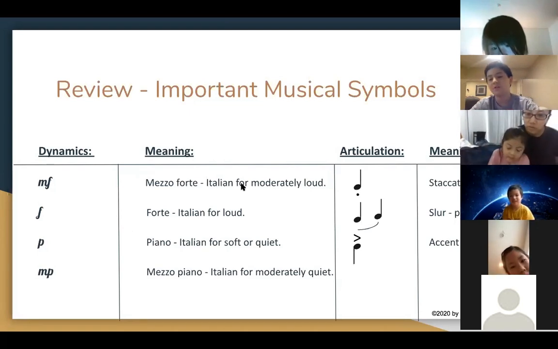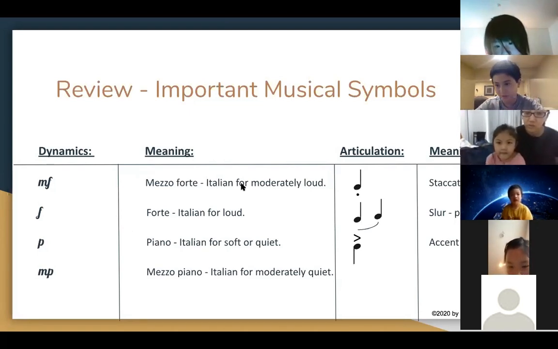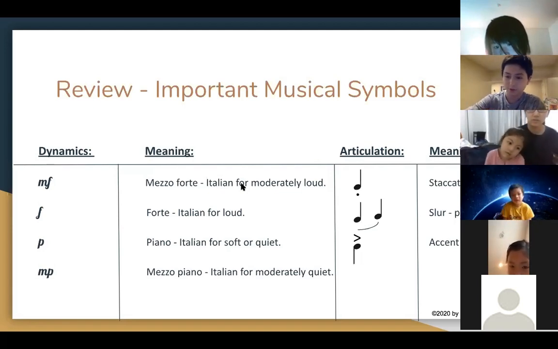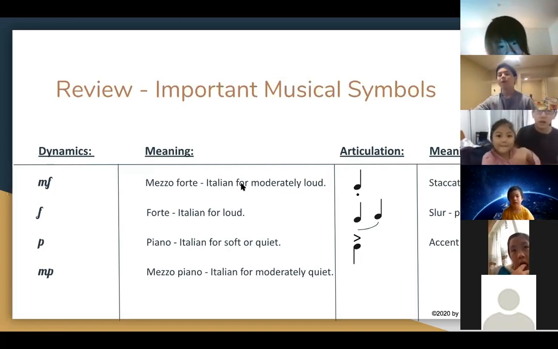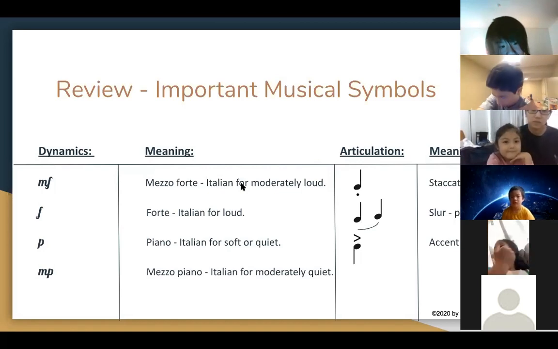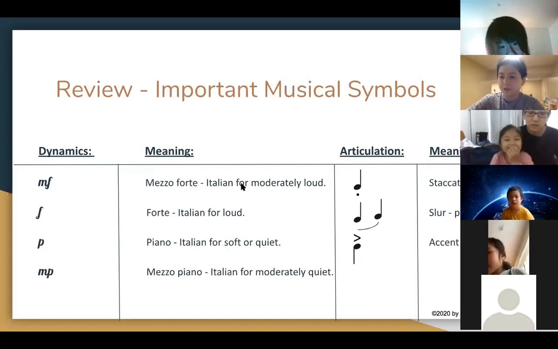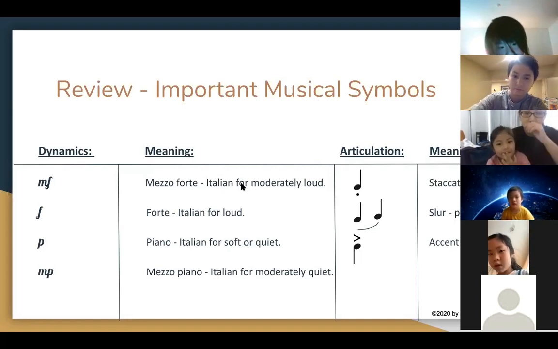I think it's a little easier if I demonstrate articulation, since it might be a little difficult for you guys to grasp. A staccato is very short and detached, like this. So this would be an example of a staccato, like that. And a slur, excuse me, a slur is when you play smoothly. So this could be an example of a slur, like that. It's very smooth.